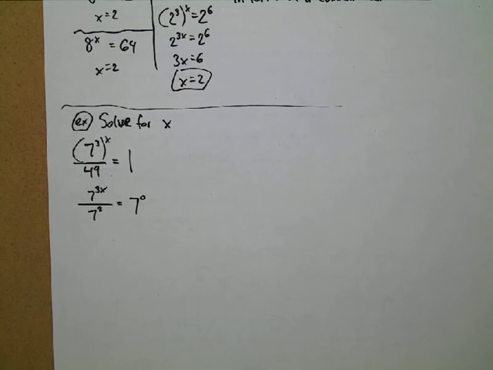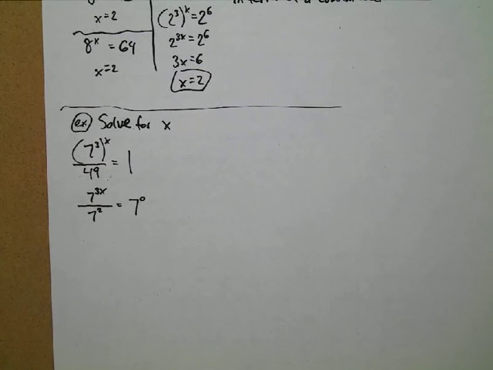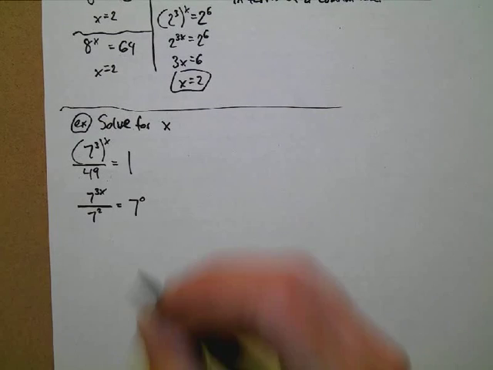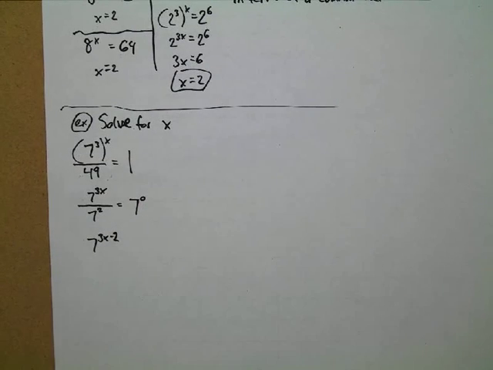We have a little bit more work to do here on the left-hand side. What can we do here still? When we divide common bases, what can we do with our exponents? Subtract them, right? So this becomes 7 to the 3x minus 2, all in the exponents. 7 to the 3x minus 2. And that's equal to 7 to the 0.